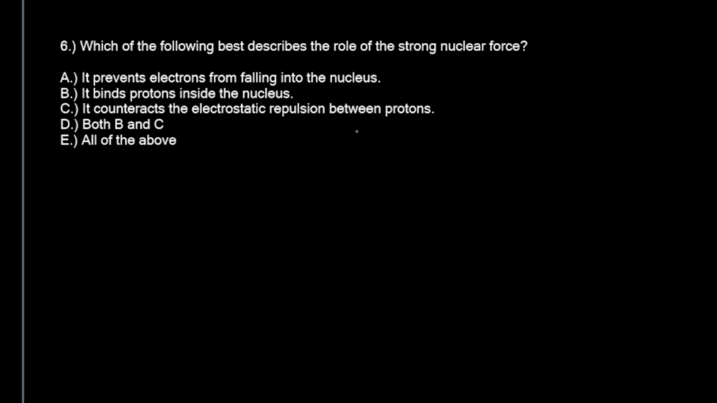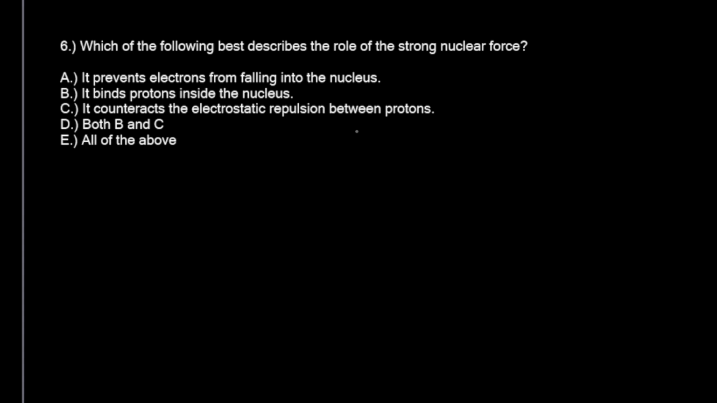It says it binds protons inside the nucleus. Option B is correct because the strong nuclear force explains how both protons and neutrons bind to form the nucleus. Option C. It says the strong nuclear force counteracts the electrostatic repulsion between protons. This answer choice is also correct because without the strong nuclear force, protons would repel one another and they would fly out of the nucleus.